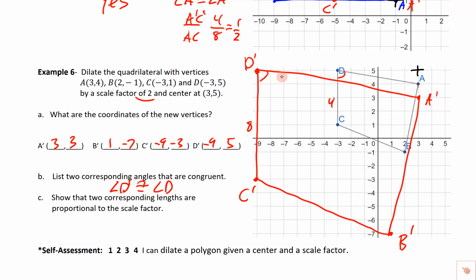And then it says show that the 2 corresponding lengths are proportional to the scale factor. Again, we do the new one over the old one, so I'm going to do D prime C prime over DC, and that's 8, and that's 4, so we end up with 2, so that matches up with the scale factor. All right, that's how we do dilations on the XY plane.